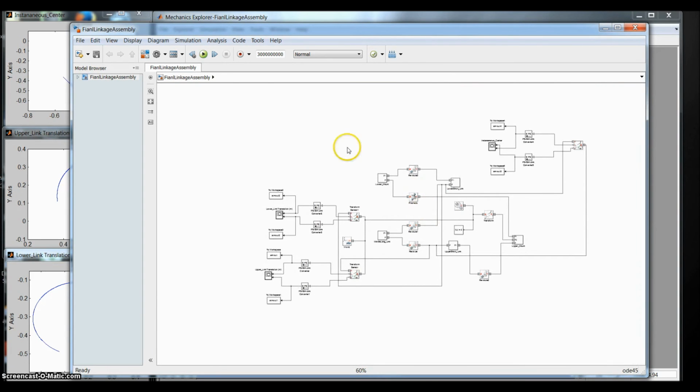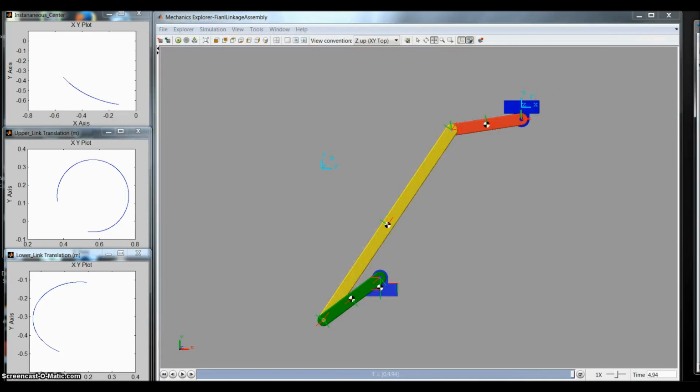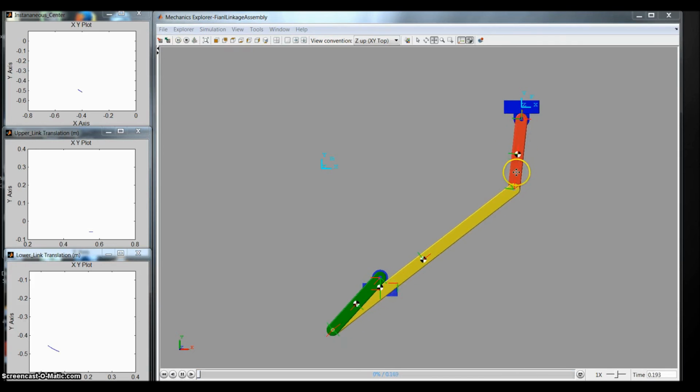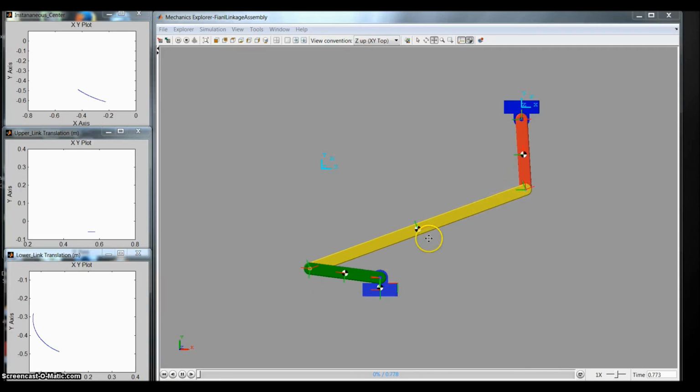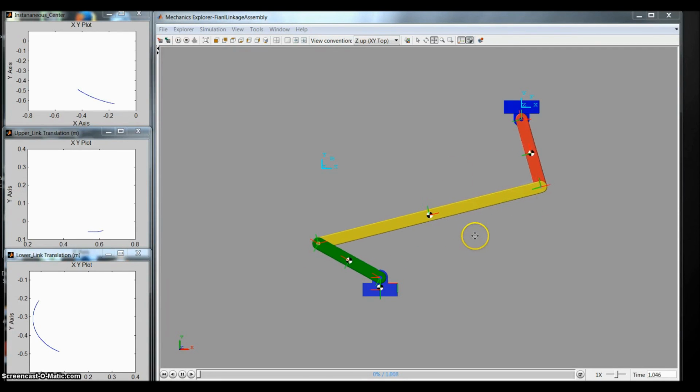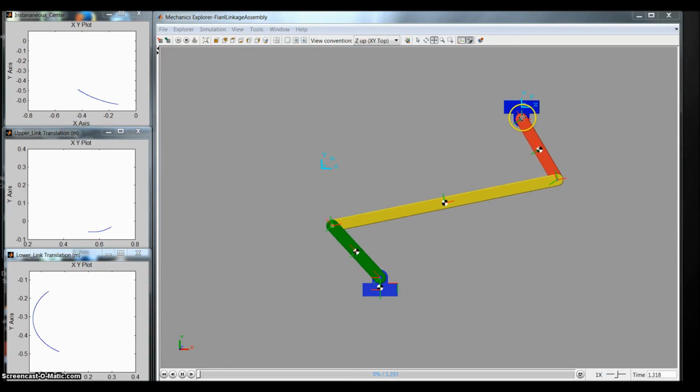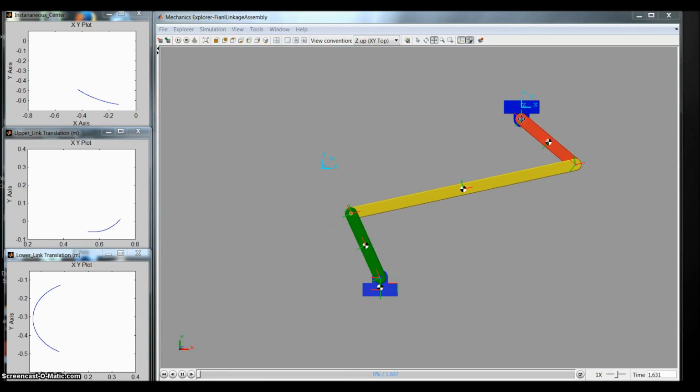Now let's go over to the simulation. Here's a copy of our simulation in the 3D environment. The black and white dots at the center of all the rigid bodies represent the center of mass, and you can see the respective origins and coordinate planes for each. If we run the simulation, you can see it go through its motions, and the 3 plotting graphs on the left-hand side. The top one tracks the instantaneous center, the middle, the upper link translation in meters, and the bottom one is the lower link translation in meters.